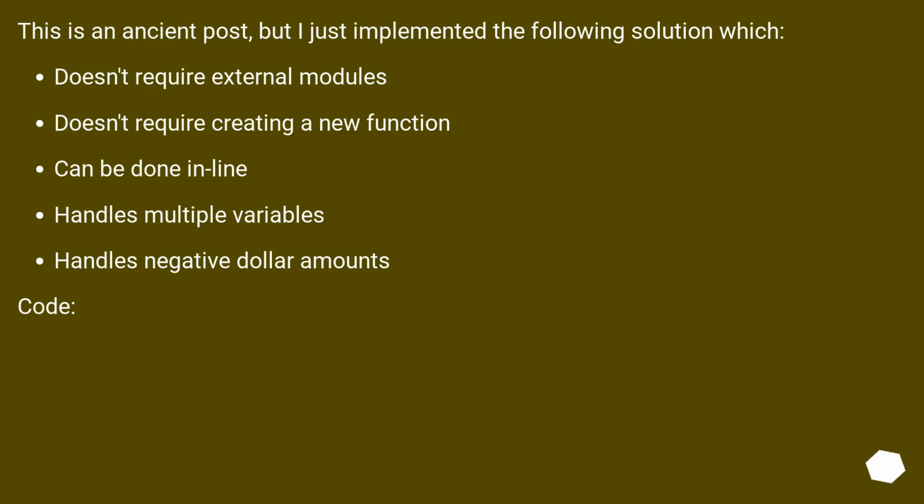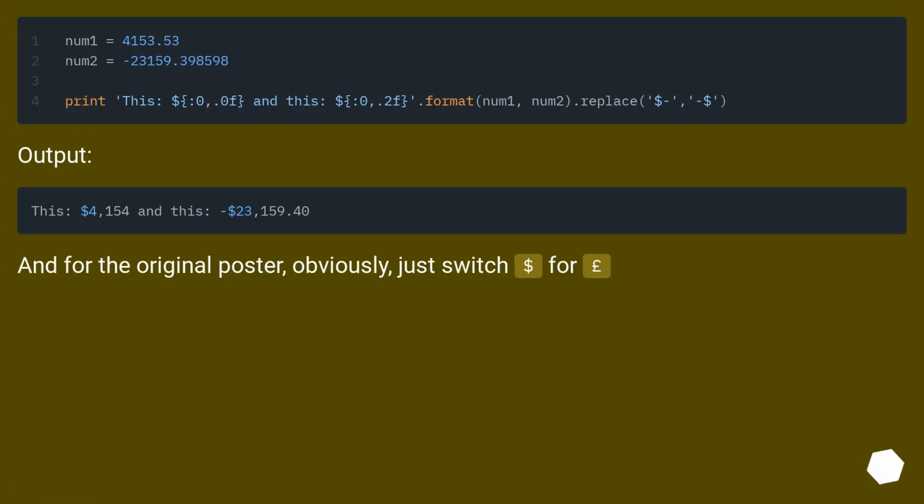This is an ancient post, but I just implemented the following solution which doesn't require external modules, doesn't require creating a new function, can be done inline, handles multiple variables, handles negative dollar amounts. Code. Output. And for the original poster, obviously, just switch dollar for pound.